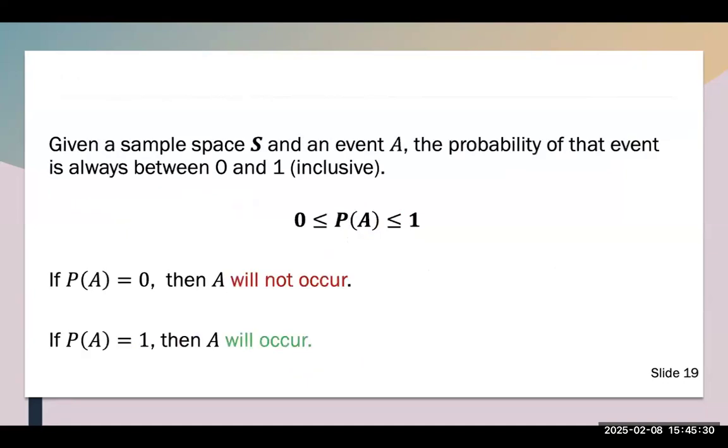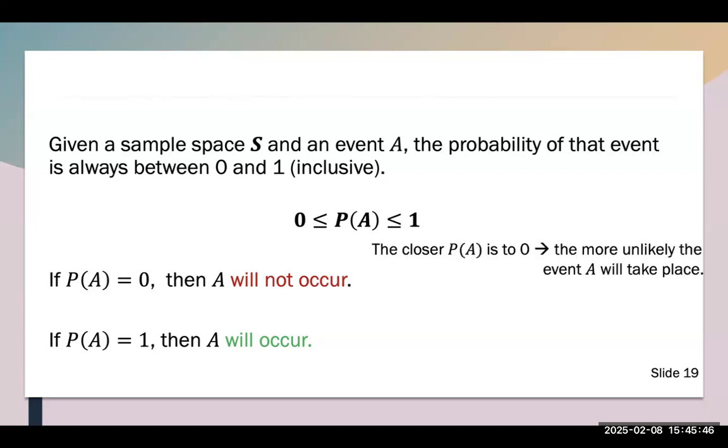So from the last example, you can see that probability is always a number between 0 and 1. If the probability is equal to 0, that means an event cannot occur. While if the probability is equal to 1, that means the event must occur. The closer we are to 0, the more unlikely the event will take place. While the closer we are to 1, the more likely the event will take place.